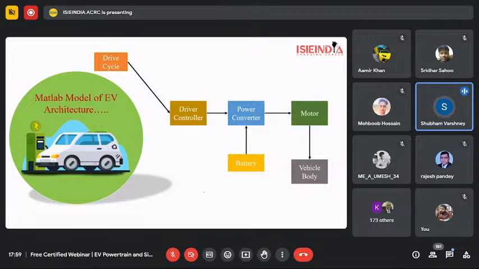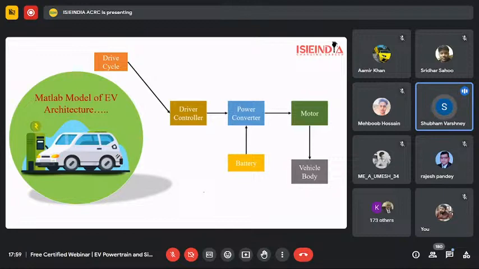Every country has its own drive cycles, and these drive cycles are fed into the driver controller, like a person who is accelerating or moving the vehicle. Then after that we have the power converter. This power converter is connected to the motor, and we have the battery here. Suppose we are using an AC motor, then the power converter will be a DC to AC conversion, and then the motor will power up the vehicle body.